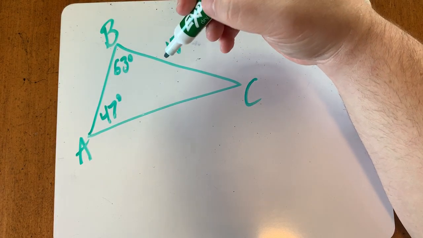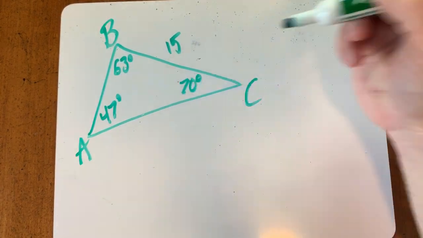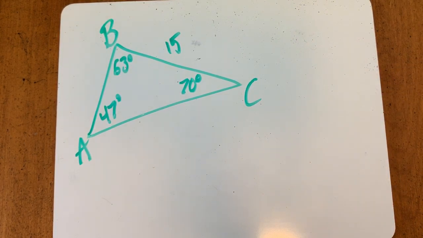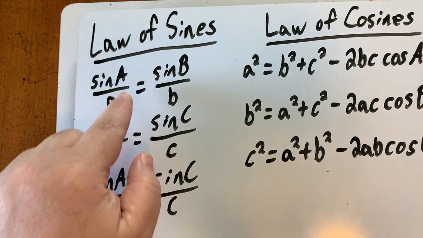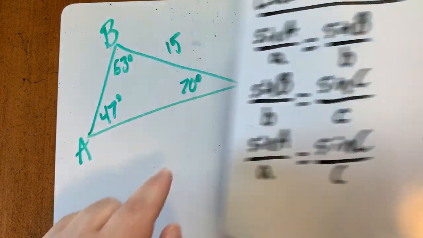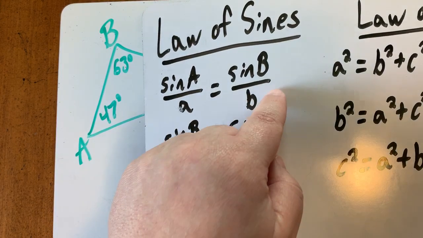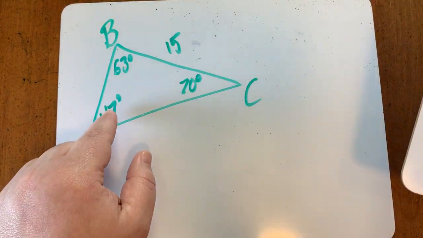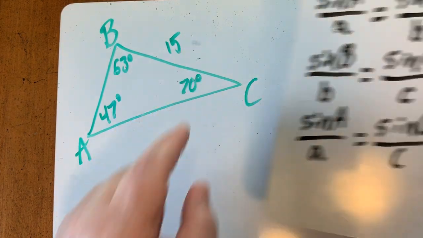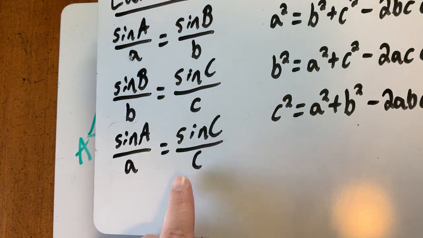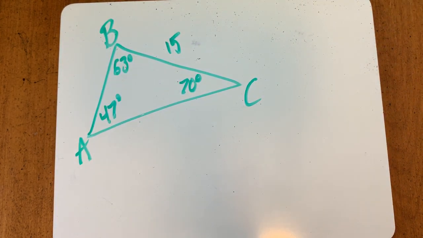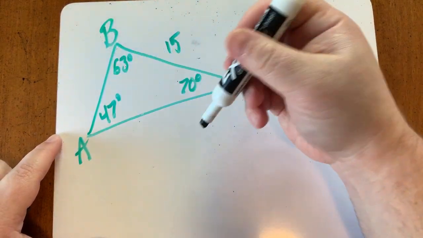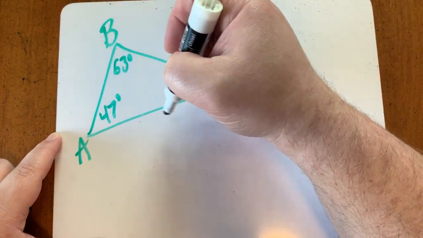So if we know two angles, we really know three angles. 63 and 47 adds up to 110. So that means angle C is 70 degrees. So that means we know angles A and B, and we know side A. So we will be able to use this one. We know angles A and C, and side A, so we'd be able to use this one as well. So we'd be able to use the law of sines, both versions, two versions of the law of sines rather, in order to get sides B and C.